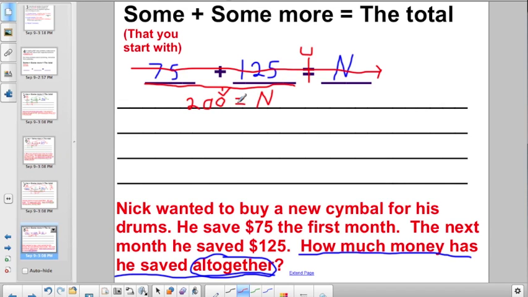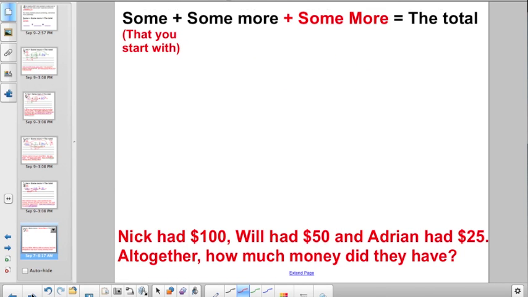200 equals n. That is one of those problems that's so simple, kids sometimes trip on it. Our variable was already isolated. N was by himself, wasn't he? I didn't have to circle anything on this one. Couple other things I want to talk about.